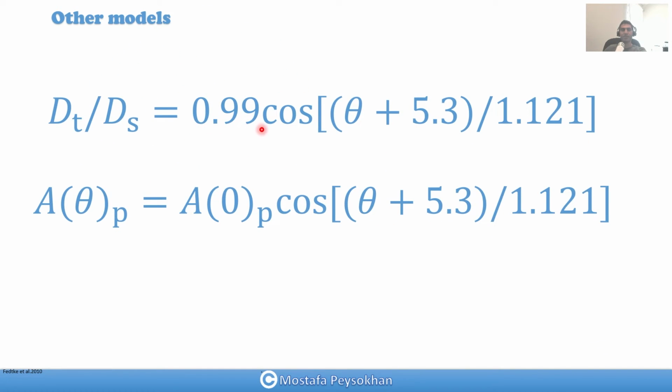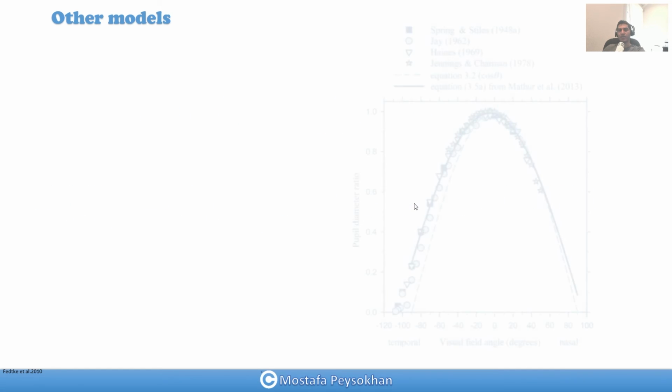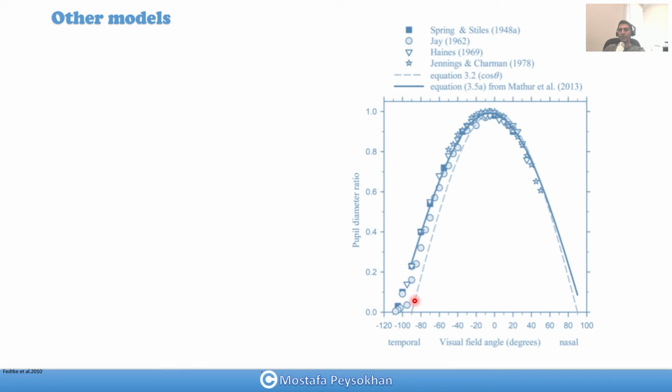The correction is like this: dt over ds, instead of being 1, we have 0.99 cosine of theta plus 5.13 over 1.121. So instead of a simple equation, we put some correction into that equation, and the corrections are based on this. This dashed line is just the very simple equation, cosine theta. But with that correction, we can get a better result at different angles.